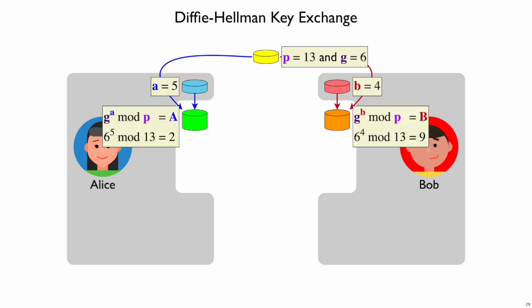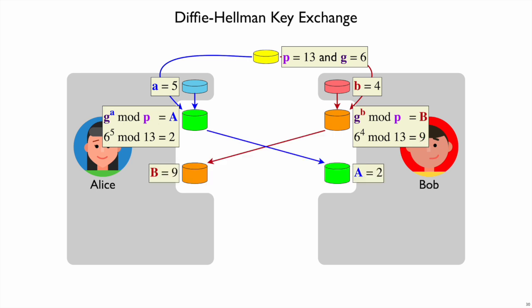The process of mixing paint actually corresponds to this formula here. So mixing this A equal 5 as the blue paint with the yellow paint with P equal 13 and G equal 6 is take G to the A power, the public G to the private A power, and then take the modulo of that with respect to P to get some capital A. So lowercase a is the secret, capital A is the public value that Alice is going to let other people see. Bob is going to do the same. He's going to take his random number B, take G to that power, mod P, and get a capital B to share. With our concrete numbers then, 6 to the 5th mod 13, that turns out to be 2, and 6 to the 4th mod 13, that turns out to be 9.